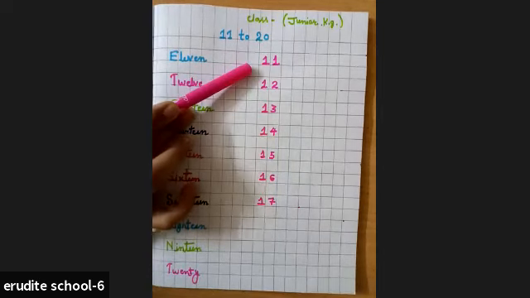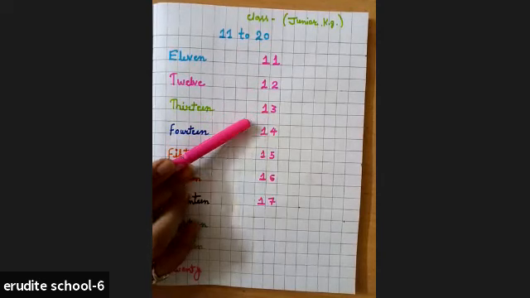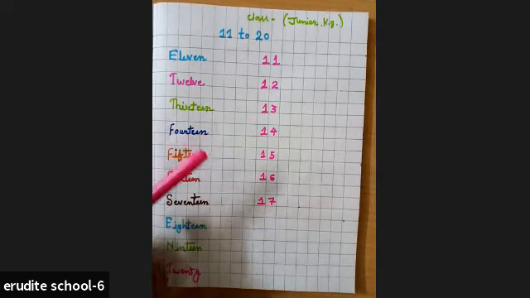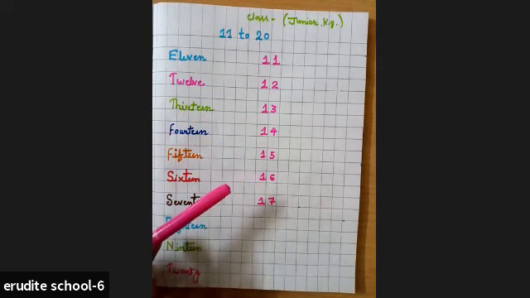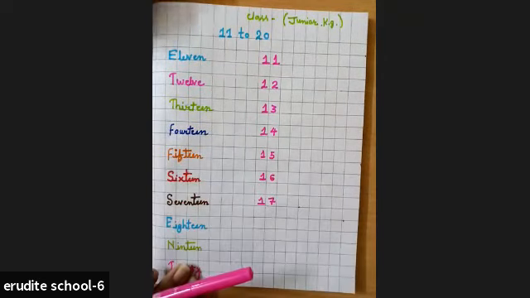1, 1, 11. 1, 2, 12. 1, 3, 13. 1, 4, 14. 1, 5, 15. 1, 6, 16. 1, 7, 17. Okay, everyone? And now next.